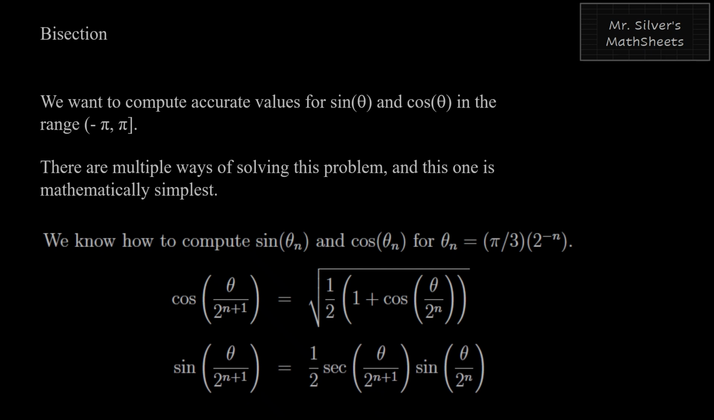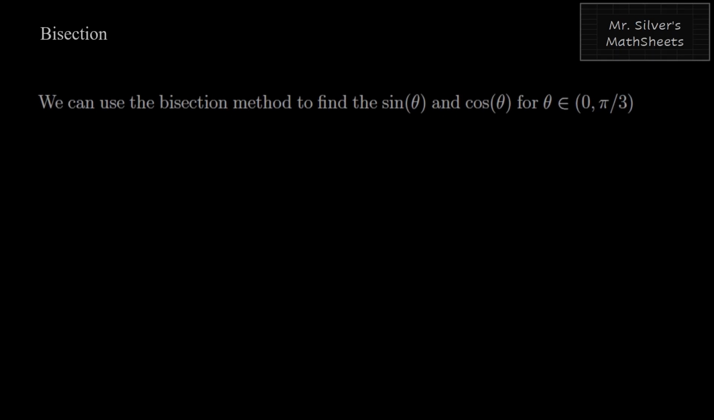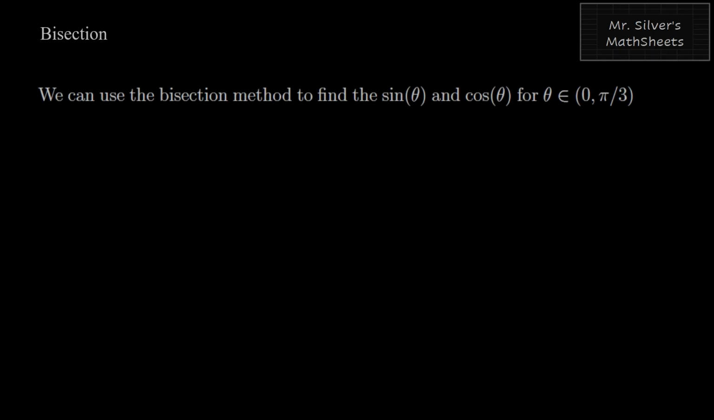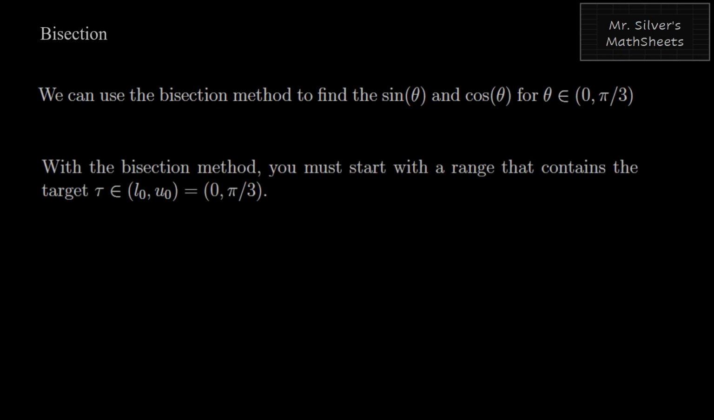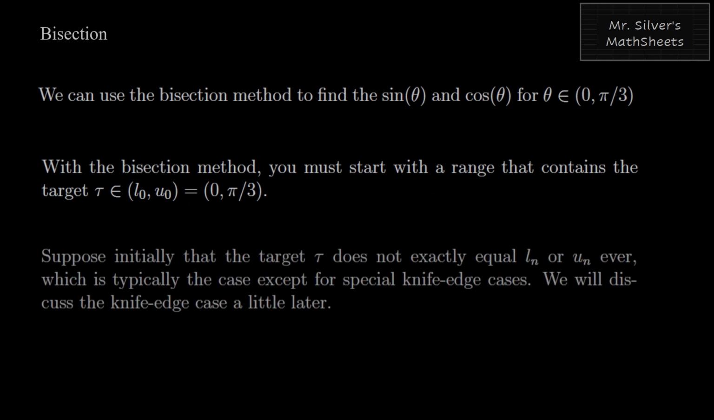And we'll use these formulas for cosine and sine in the calculation of the bisection method. We can use the bisection method to find sine and cosine for any angle in the range from 0 to pi over 3. With the bisection method, you have to start with a range, with a target that's in the range.